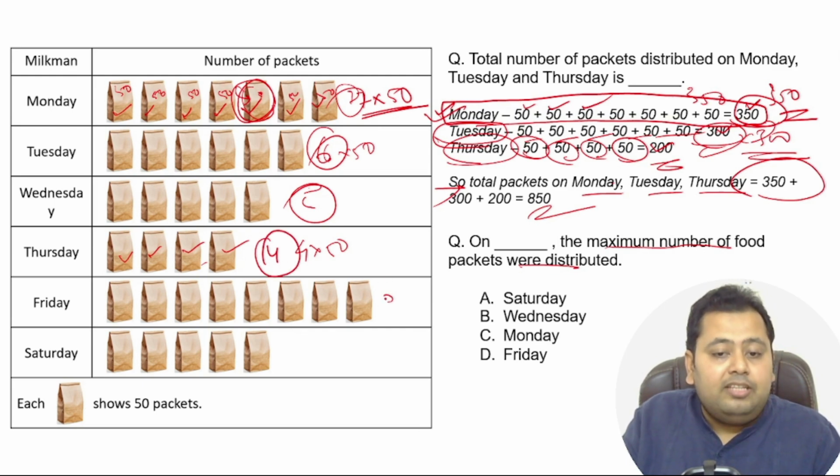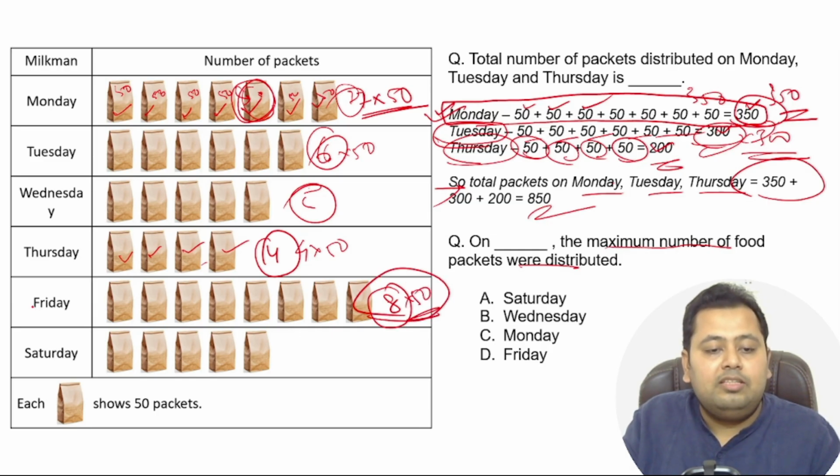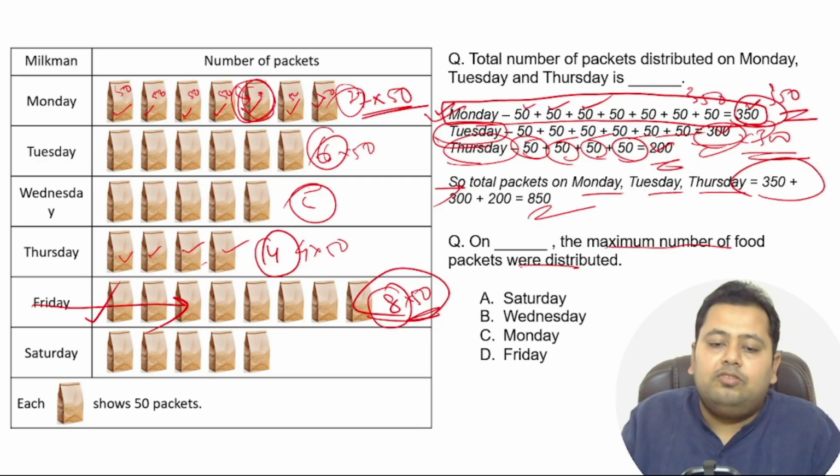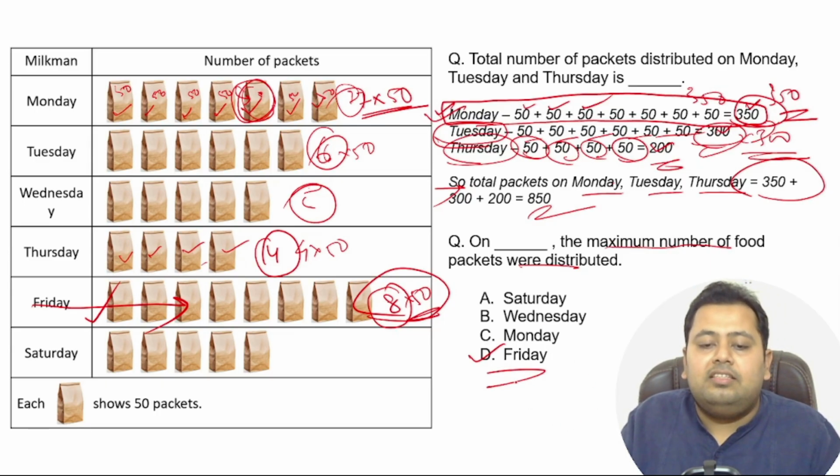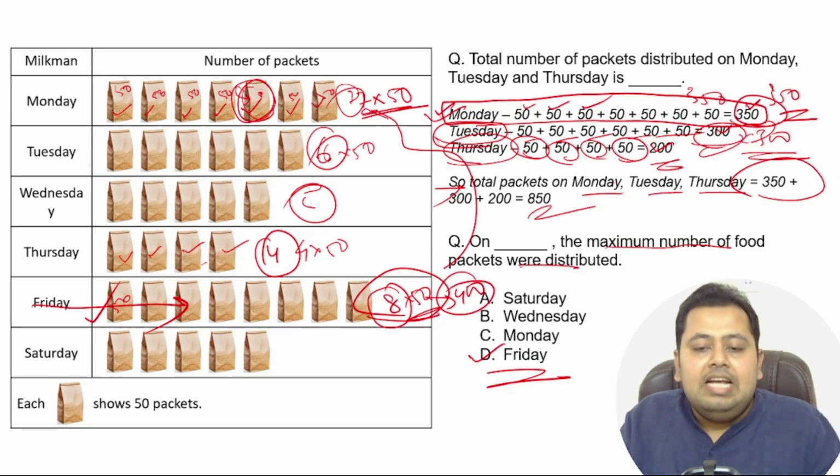On Friday it shows 8, right? So 8 into 50 is what they have sold. Obviously, because they are showing more packets on a Friday, it is going to be Friday. So the answer is D, that is Friday. So if you add 50, 8 times, it comes out to be 400, and 400 is obviously bigger than 350.